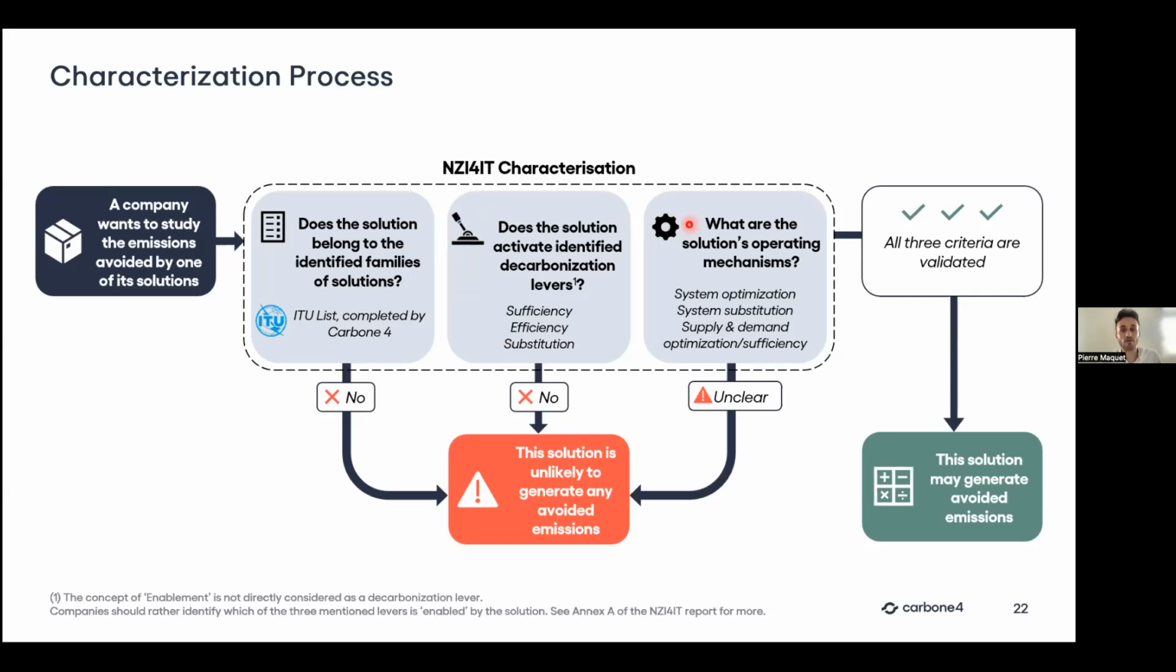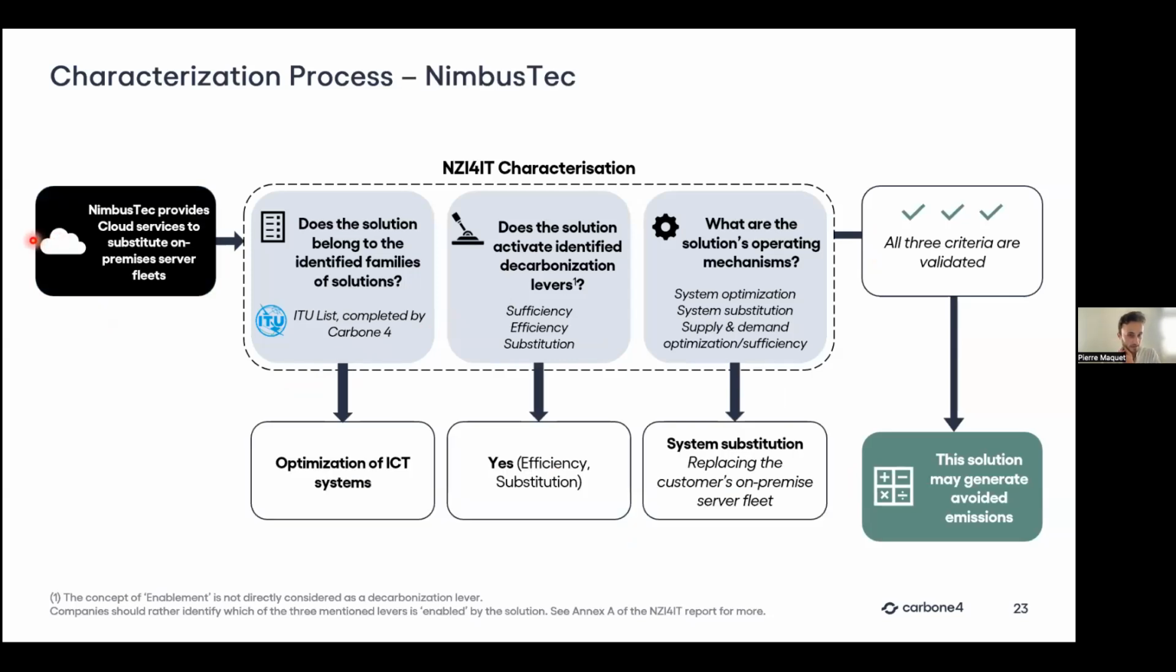It's basically the physical ways through which relevant solutions in terms of avoided emissions activate the previous levers in the second light blue box. So those 3 topics ensure that the solution presents interesting characteristics in terms of decarbonization potential and also in terms of avoided emissions. If all 3 criteria are validated, then the studied solution may generate avoided emissions. And the next step would be to calculate those avoided emissions. And this is what Benjamin will explain in the next part.